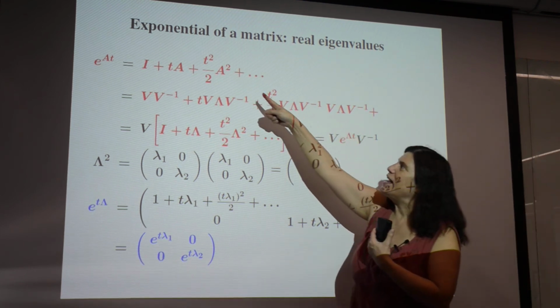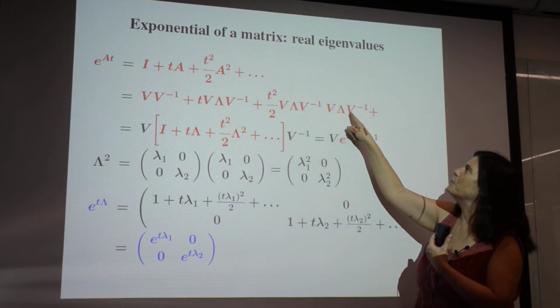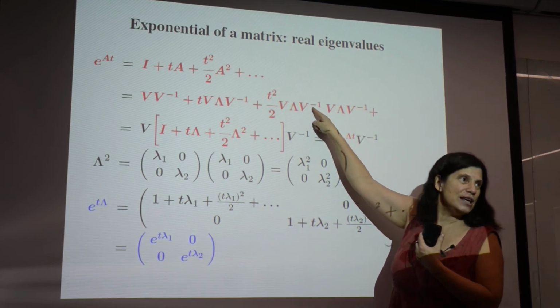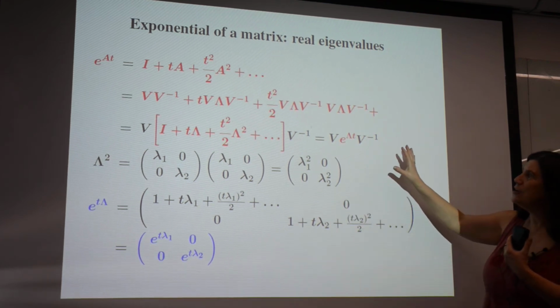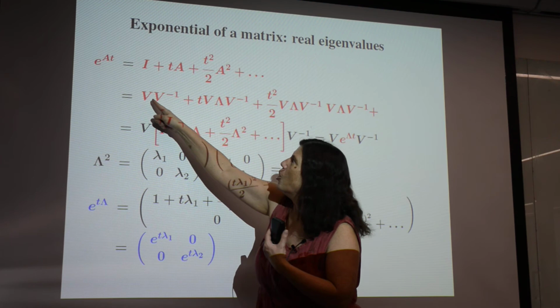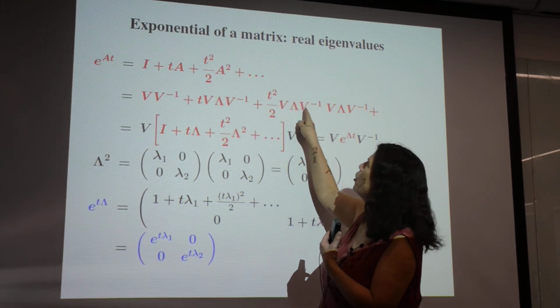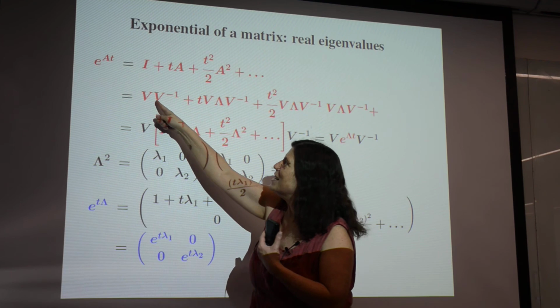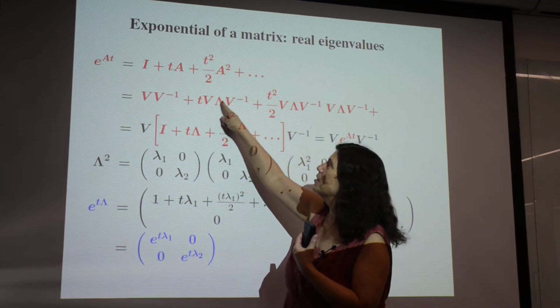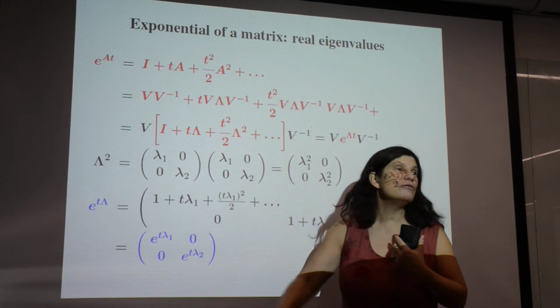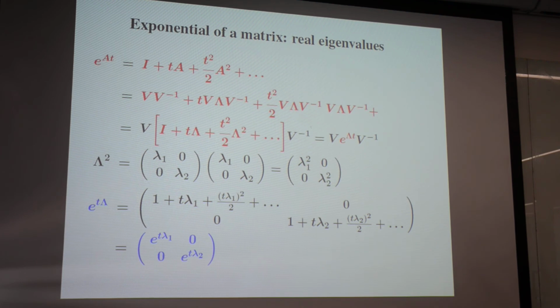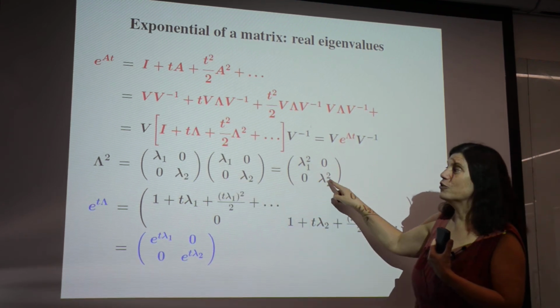So notice once we have A squared, we have V lambda V inverse, V lambda V inverse. Well, we can collapse the V inverse V, and that's the same for the cubic too. We could collapse all of them. And what we end up with is a V on the left, always, a V inverse on the right, and in the middle we have the identity plus t times a diagonal matrix plus t squared over 2 times the square of that diagonal matrix, and so on. The square of a diagonal matrix is merely the square of the individual elements. It's very easy to square a diagonal matrix. So that's what's shown here.